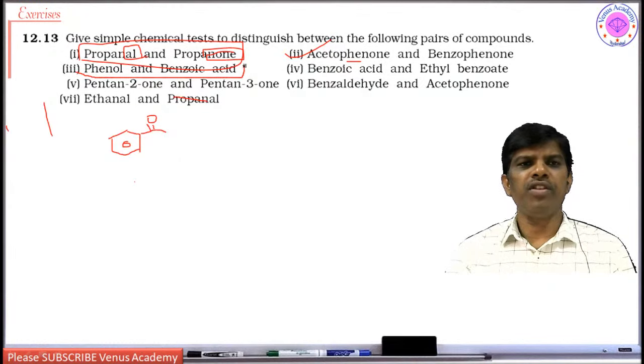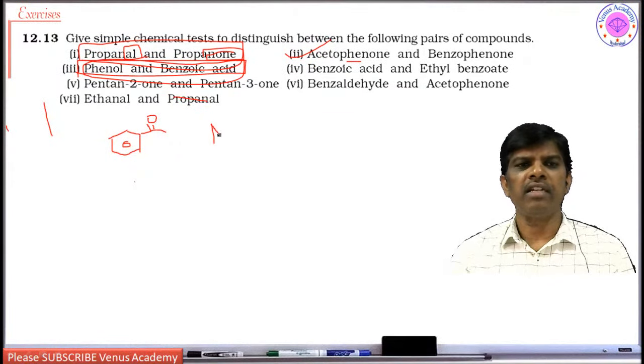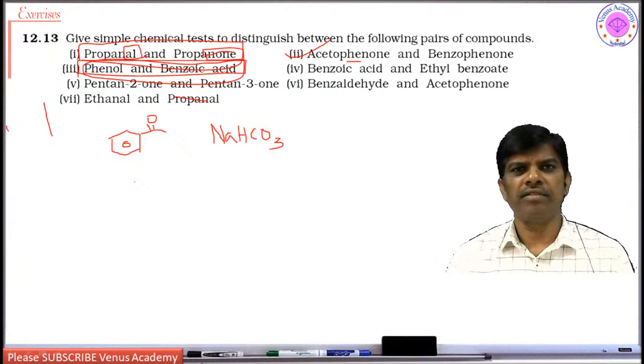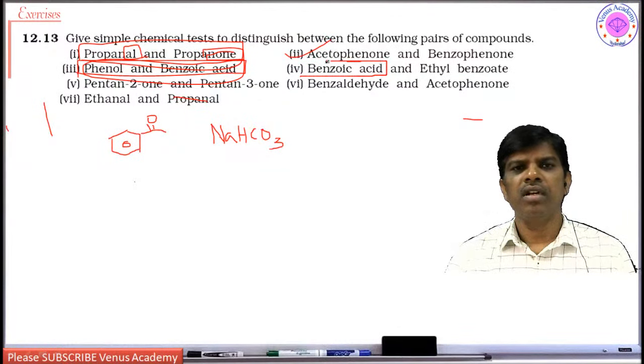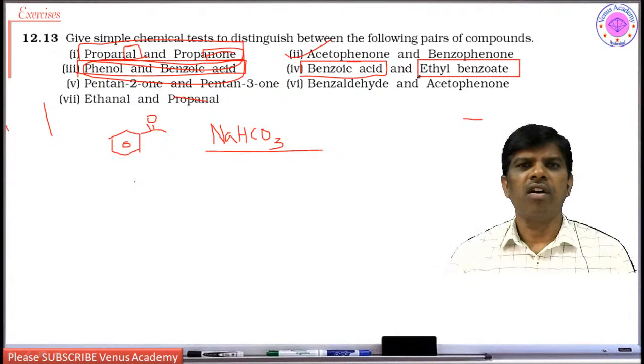And phenol and benzoic acid. Phenol and benzoic acid can be separated very easily just by treating with a weak base like sodium bicarbonate. So if you treat the mixture with sodium bicarbonate, benzoic acid will form the salt, whereas phenols will not form sodium bicarbonate salts. Benzoic acid and ethyl benzoate. Benzoic acid forms a salt with sodium bicarbonate, whereas ethyl benzoate is an ester, it is not going to form any salts or further reactions.